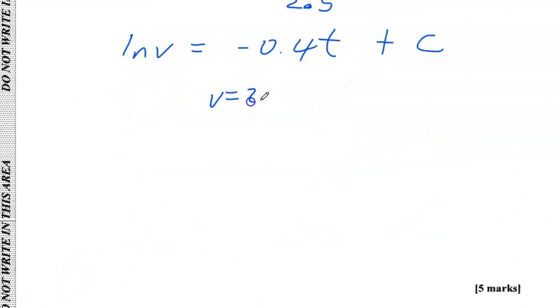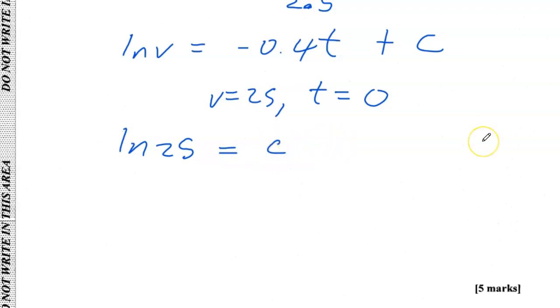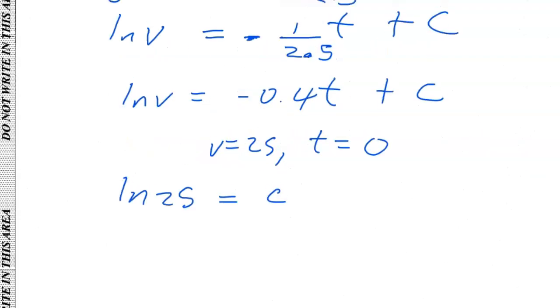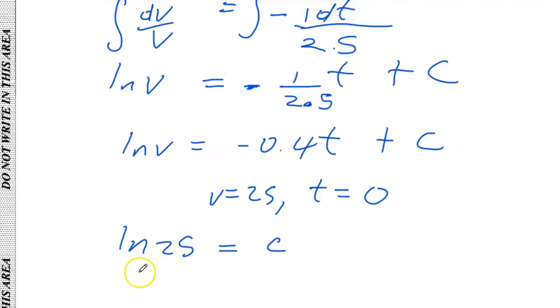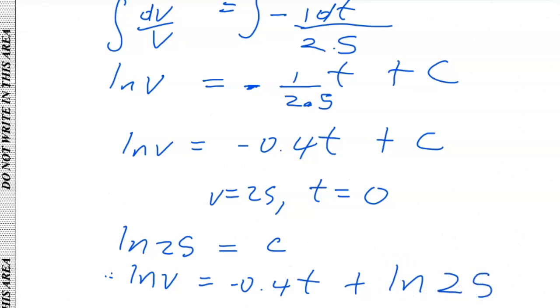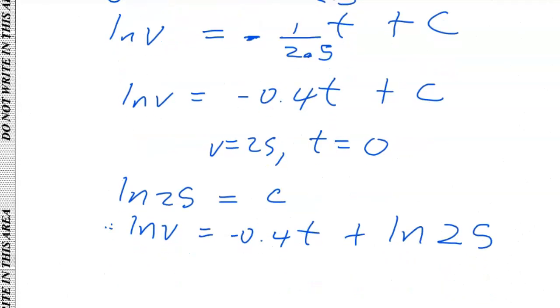Now v equal to 25 when t is 0, so ln 25 is equal to c. So c is log 25, which means that ln v equal to minus 0.4 t plus ln 25. Can do some transposing here.